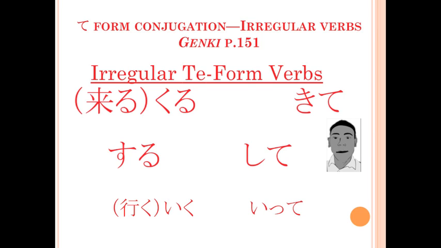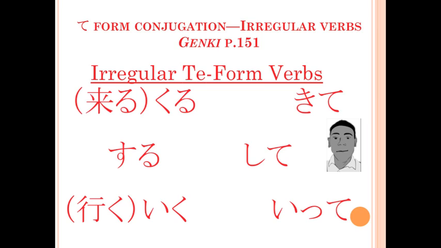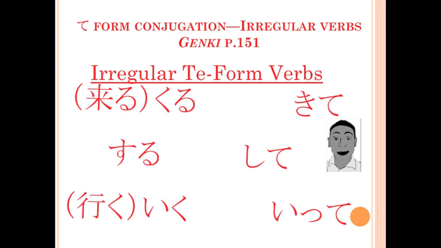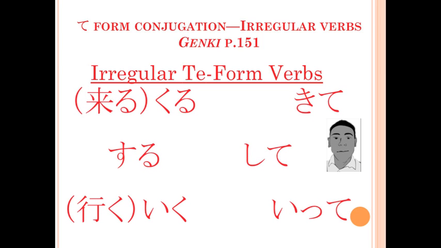You will recall from our previous discussion that u verbs that end in ku usually drop the ku and add ite for their te form conjugation. If iku, the verb for to go, followed that rule, the te form of iku would be iite. Iku, however, is irregular and does not follow that rule. Rather, the te form of iku is itte. Iku becomes itte in the te form. There is a bit of rhyme and reason to these irregularities, but rather than discussing them, it is probably best for you to simply memorize these three irregular te forms.